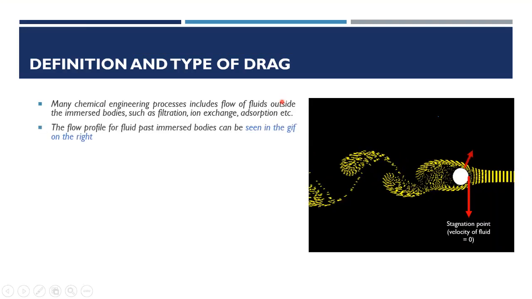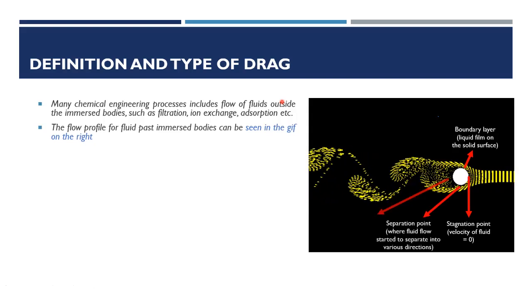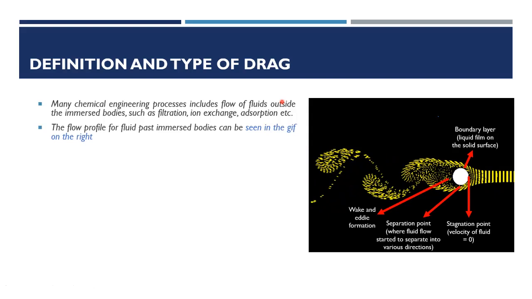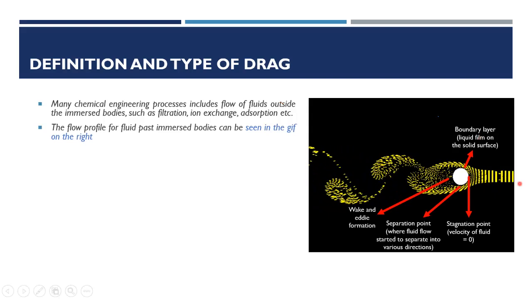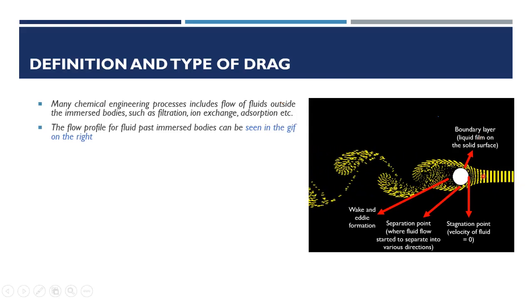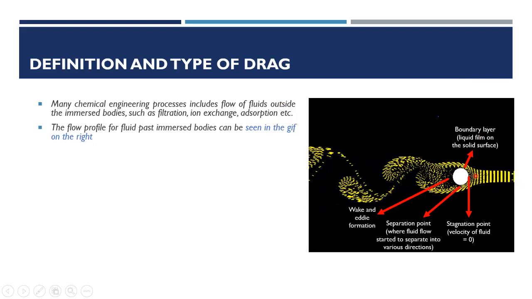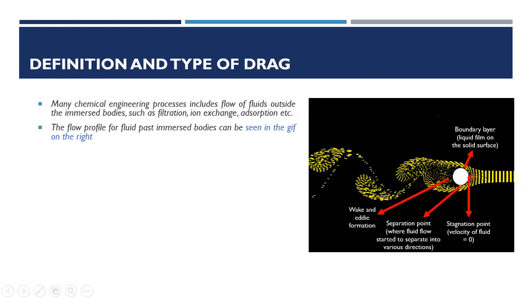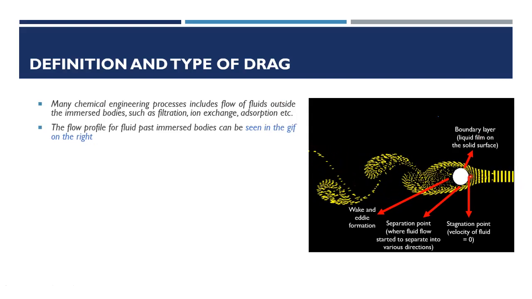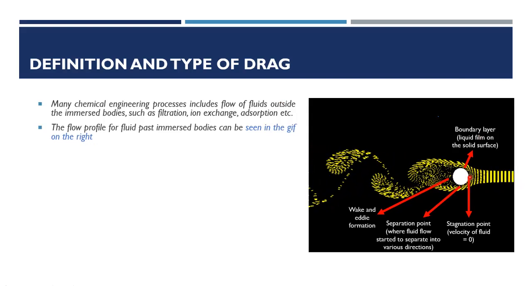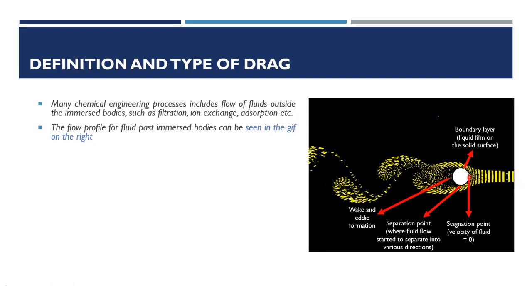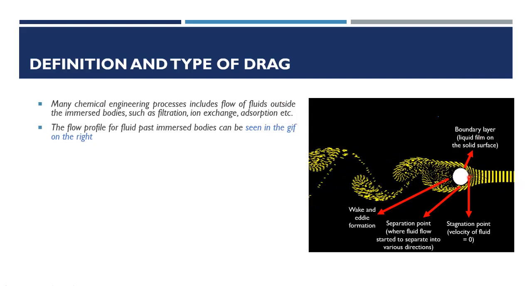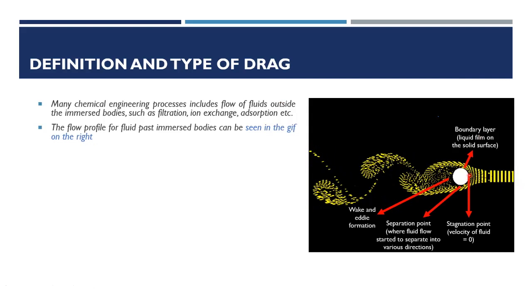The flow profile for the fluid past an immersed object can be seen in the GIF on the right. As you can see here, the fluid is coming from the right to the left. While the fluid flow first meets the immersed object, it will have a stagnation point at this exact point.